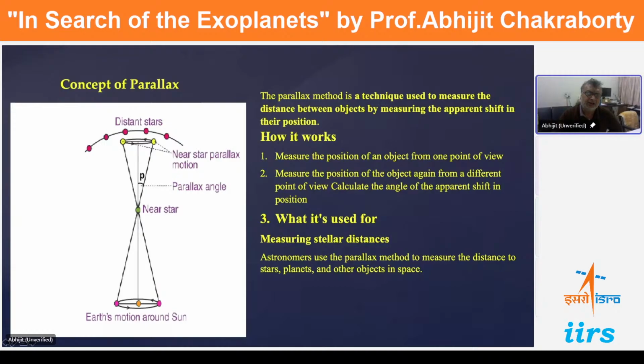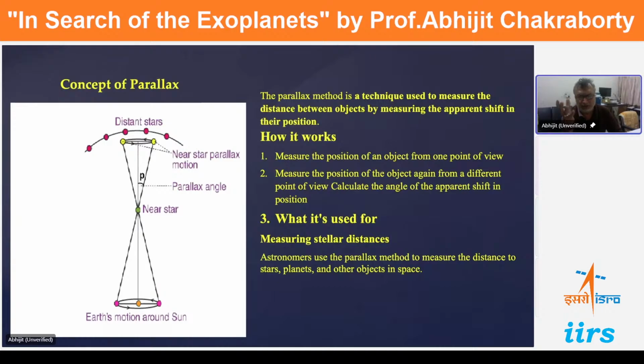So you have the Sun here and the Earth. These are the 6 months period, 1 year period. So at 6 months this position, this nearby star will appear here, and 6 months later this star will appear here because of the Earth going around the Sun, whereas the distant stars will hardly move. So this angle you can measure using geometry, and from that you can figure out the distance. This is determining distance using the method of parallax.